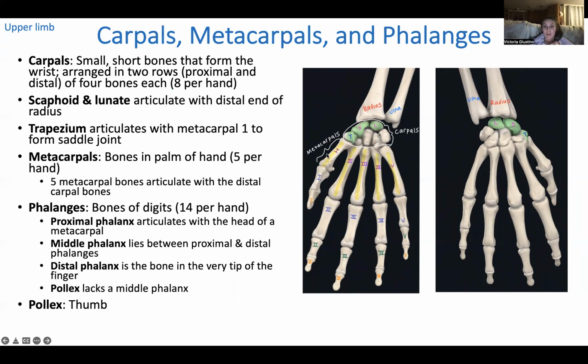So you have the 5 metacarpals, and so proximally the metacarpals will articulate with the distal carpal bones, and then distally the metacarpals will attach with the proximal phalanx. And so you have 3 phalanges in fingers 2, 3, 4, and 5, and then you only have 2 phalanges in the pollex.